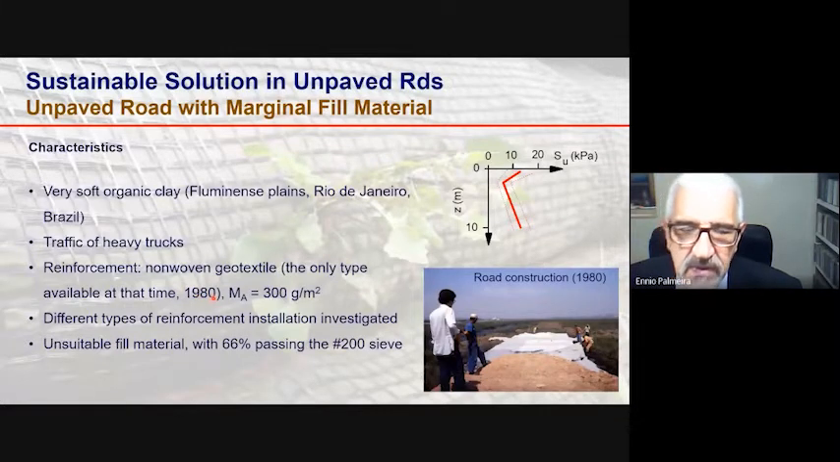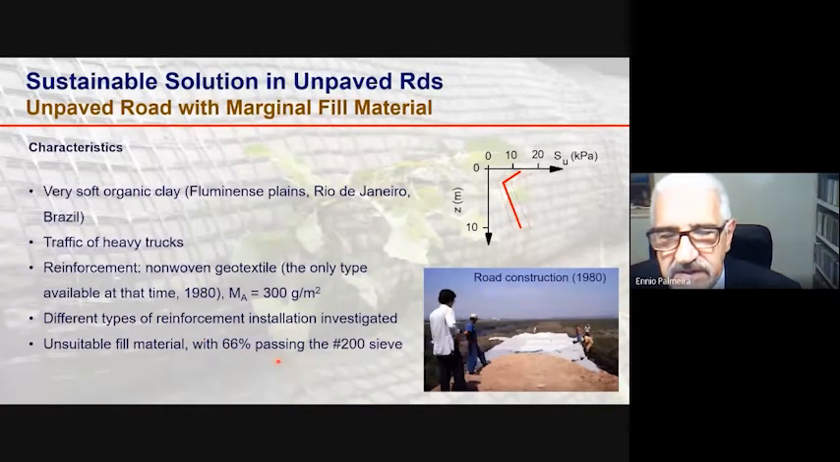But at that time, we only had non-woven geotextile, which would not be the most convenient reinforcement to be used today. Today we have much stronger and stiffer reinforcement. But this one was the one available at that time. Different types of reinforcement installation were investigated, and the fill material was a suitable fill material for this type of application because it was a very fine fill material with 66% of its particles passing the 200 sieve.